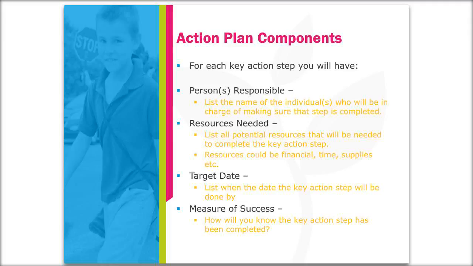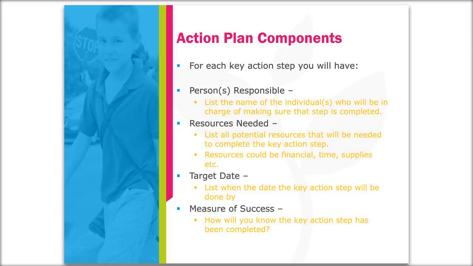So then you also want to identify a target date. This is the date that the key action step will be done. And as you're working through each key action step and building up to that ultimate objective, you want the dates to be progressive. So maybe the first step is due 3 months into the project, and then the second step is due 6 months in. You don't want all the dates to be the end of the objective period. You definitely want them to be spread out throughout the time frame that you're working in.